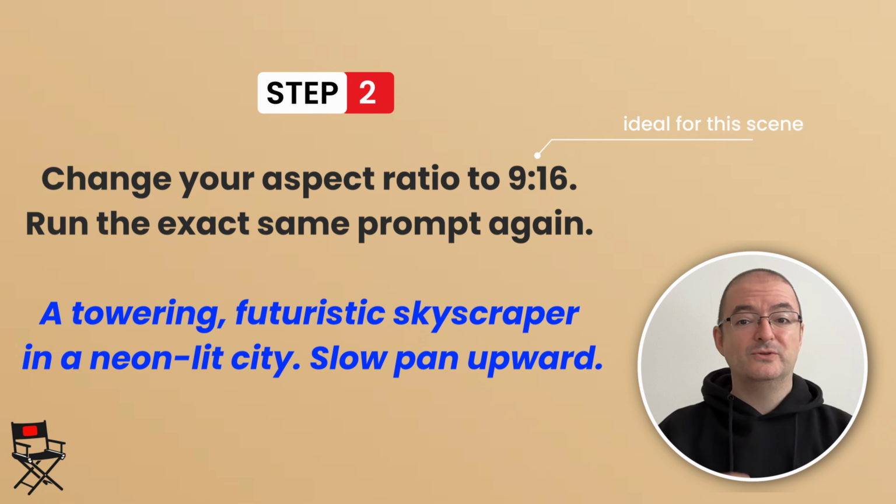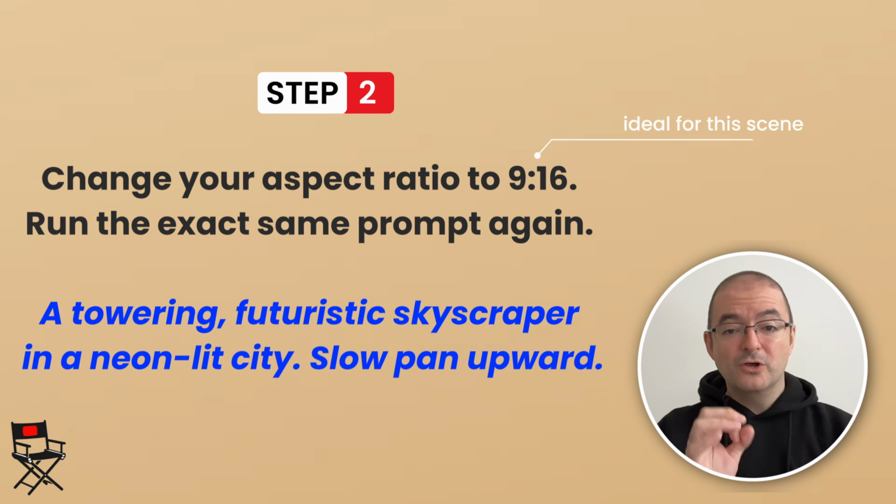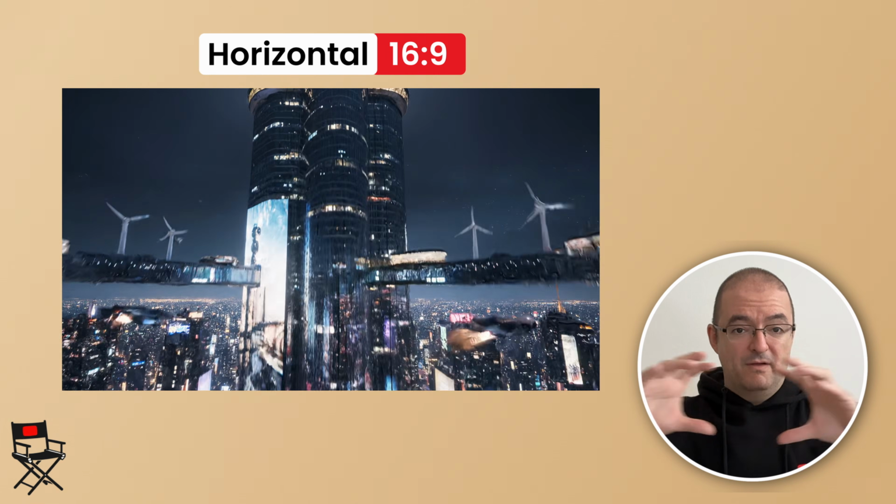Change your aspect ratio to 9:16 vertical. Run the exact same prompt again. Watch both videos. Notice how the widescreen video struggles to fit the tall skyscraper and has to show more of the city on the sides, while the vertical video perfectly frames the tall building. Choosing your ratio changes your reality.